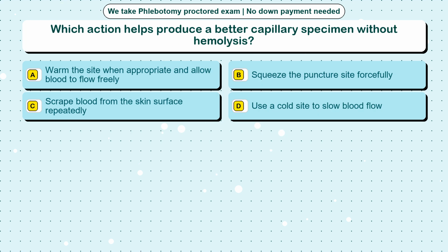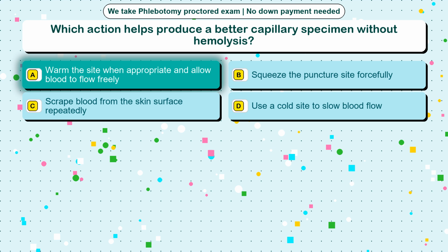Question 5. Which action helps produce a better capillary specimen without hemolysis? Option A. Warm the site when appropriate and allow blood to flow freely. Option B. Squeeze the puncture site forcefully. Option C. Scrape blood from the skin surface repeatedly. Option D. Use a cold site to slow blood flow.